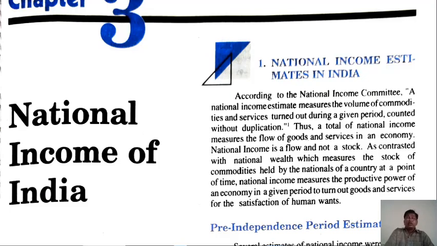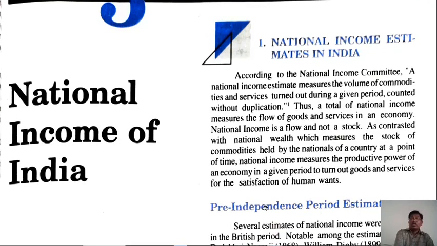According to the National Income Committee, a national income estimate measures the volume of commodities and services turned out during a given period, counted without duplication. Thus, a total of national income measures the flow of goods and services in an economy. National income is a flow and not a stock. We know the concept of national income here.